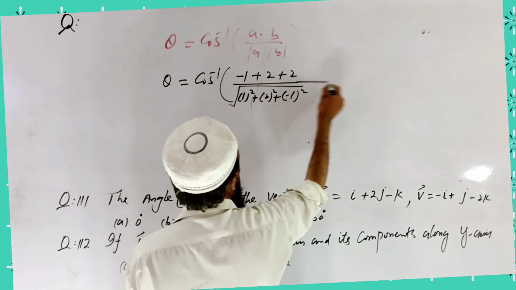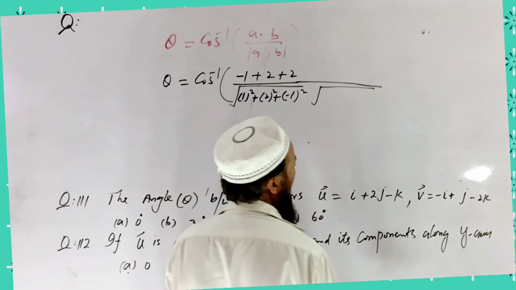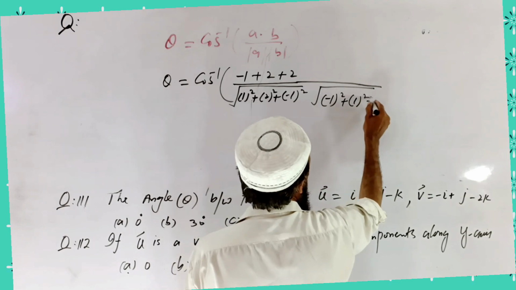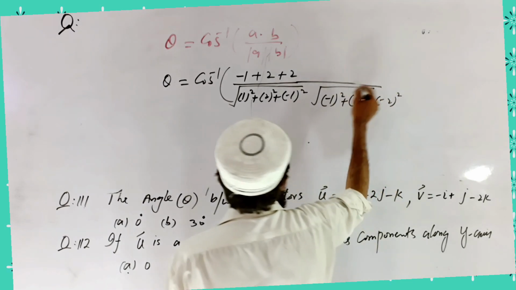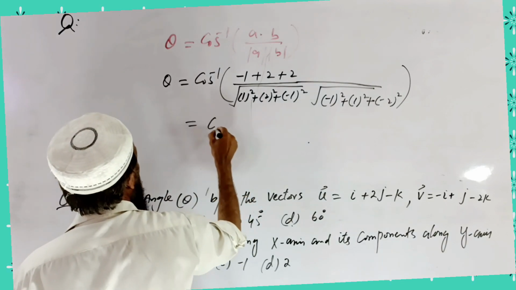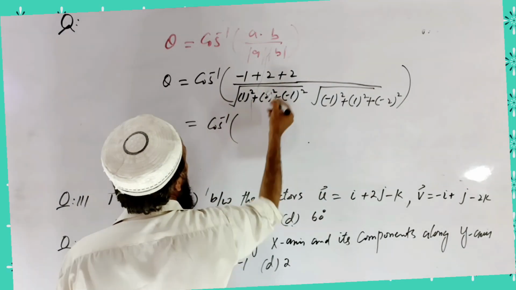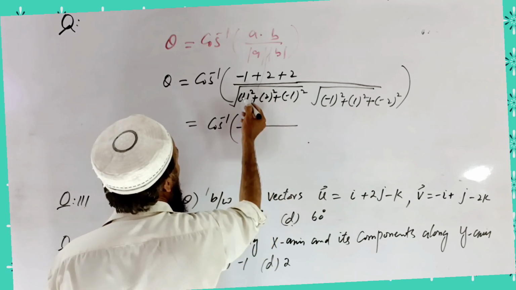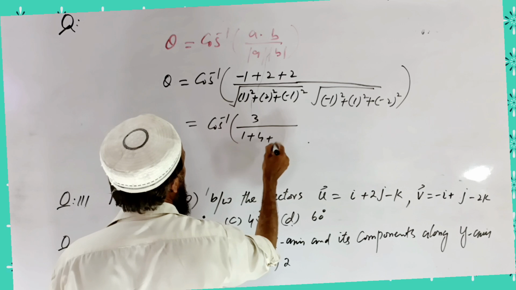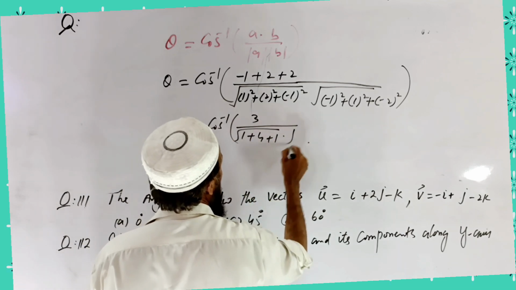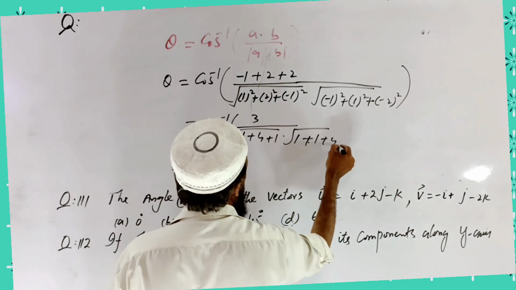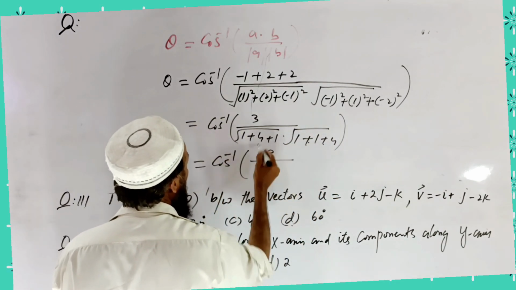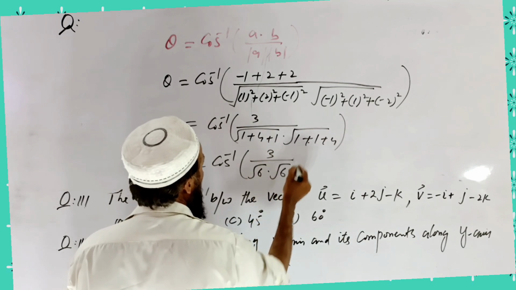This is the first a magnitude. Similarly, if we are finding b magnitude, it is minus 1 square plus 1 square plus minus 2 square. If we are expanding this one for cos, that will be 4 minus 1, 3, and here we get 1 plus 1 plus 4 plus 1, also 1 plus 1 plus 4. Now cos inverse 3 divided by, here we get 6 under root and also 6 under root.